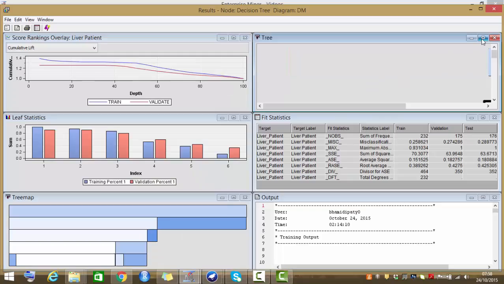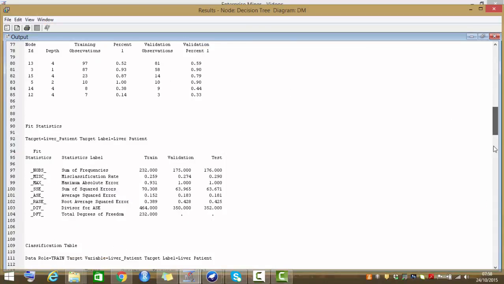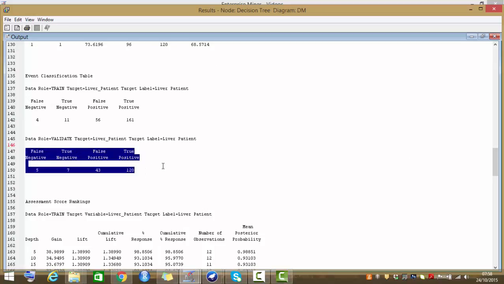So let us go to the output tab here. Though there are several aspects, the one which is important to us is this confusion matrix. Using this confusion matrix, we can find the accuracies of the model that we have built.